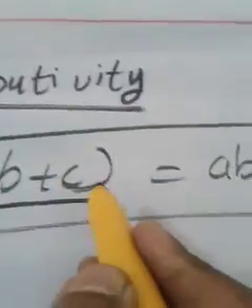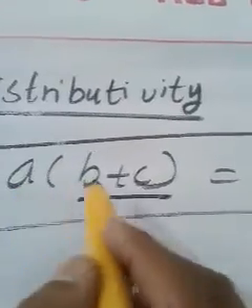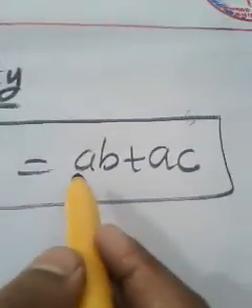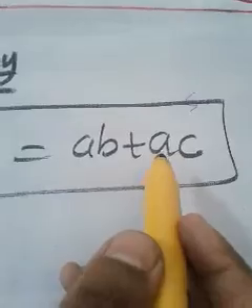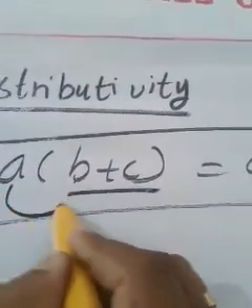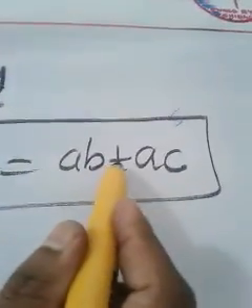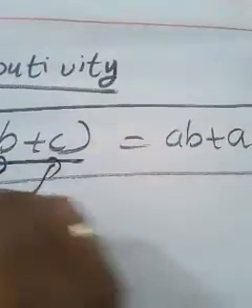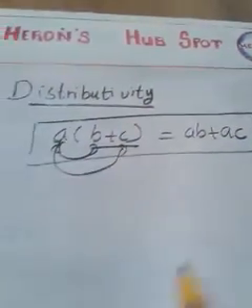How can we calculate a into b plus c? It is very simple. It is equal to ab plus ac. That means we have to operate a into b, then give a plus, then a into c. Let us solve some problems.